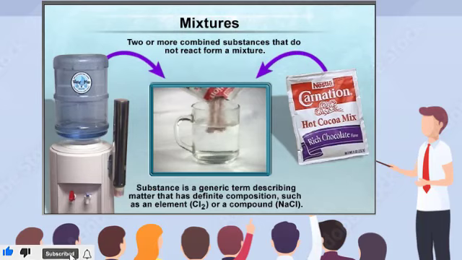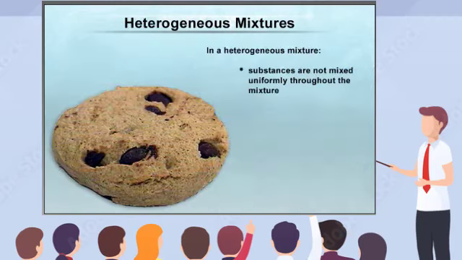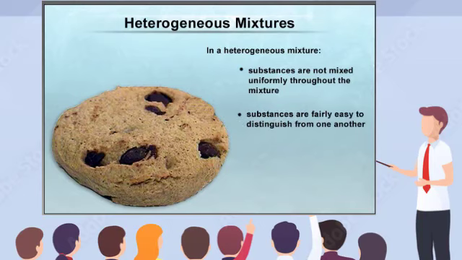Two or more combined substances that do not react form a mixture. The word substance is a generic term describing matter that has definite composition, such as an element or a compound. Mixtures can be either heterogeneous or homogeneous. In a heterogeneous mixture, substances do not occur uniformly throughout the mixture. Therefore, substances in heterogeneous mixtures can in essence be distinguished from one another.